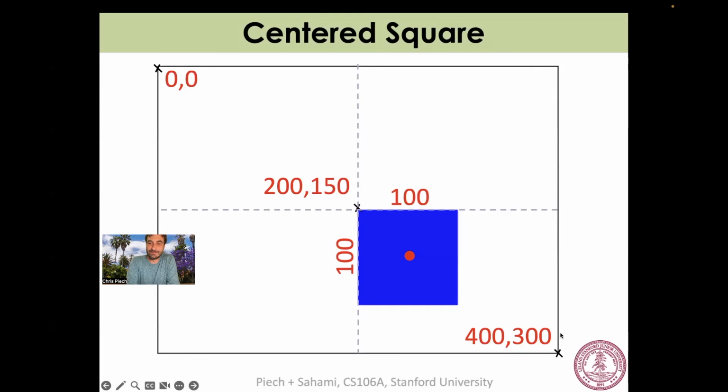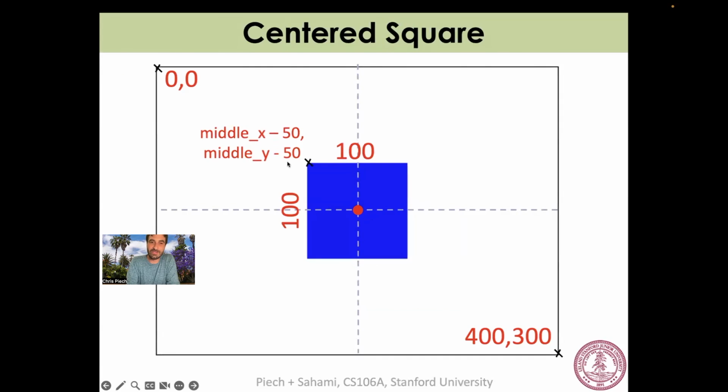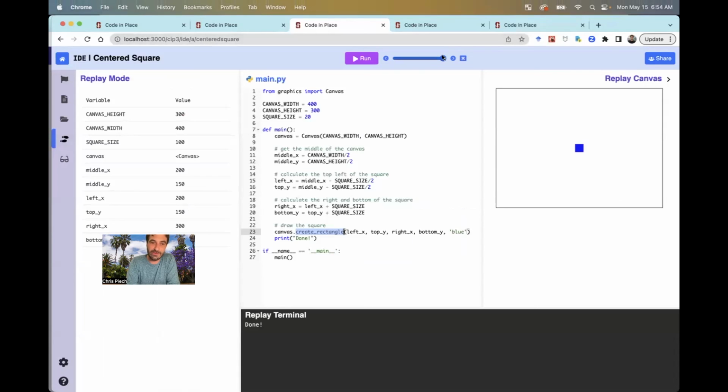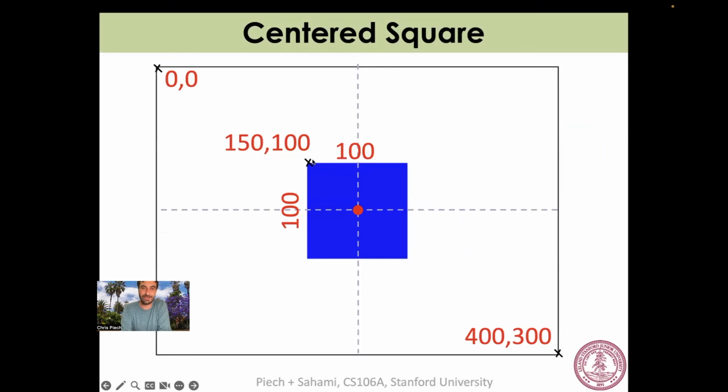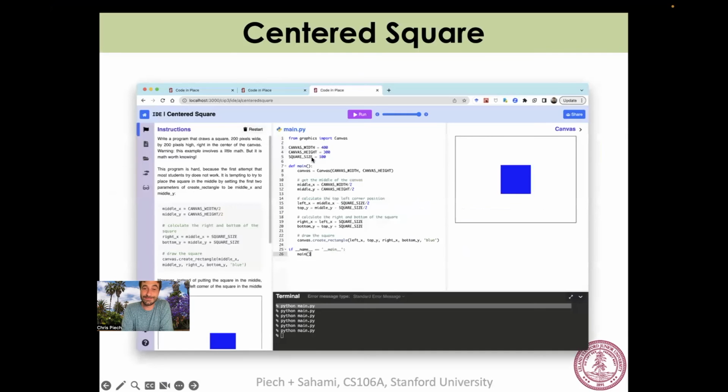So that's 0, 0. That's 400, 300. The middle is 200, 150. And so this top left corner is middle x minus 50 and middle y minus 50, which if you did the math would be 150, 100. And if you actually step through this program, you'll see we do calculate the left x and top y. Left x is 150 and top y is 100, which is exactly what we show here in the slides. There you have it, a centered square for you to play with.